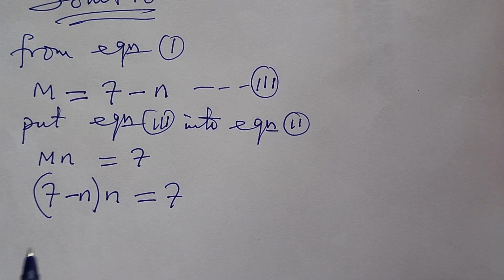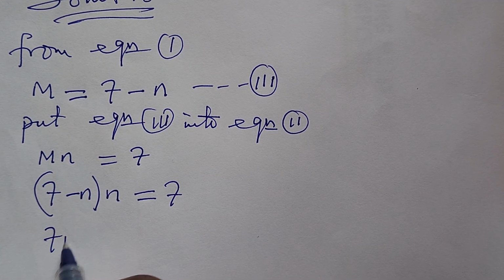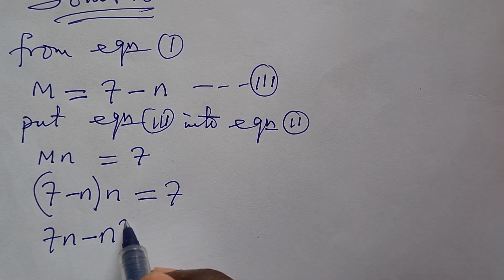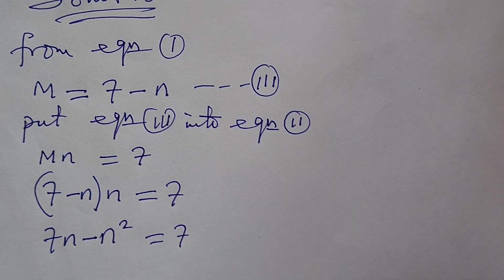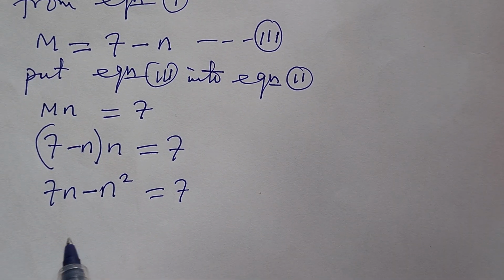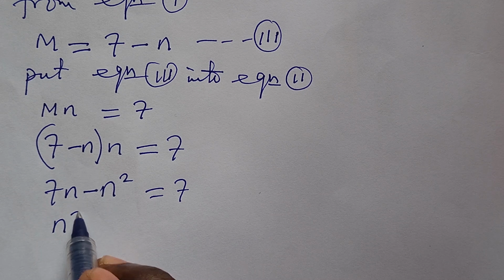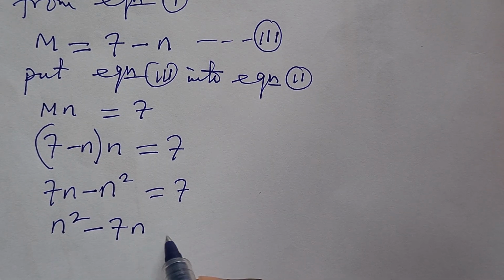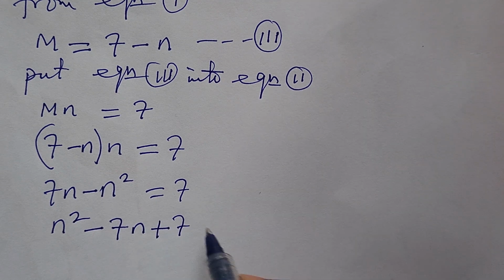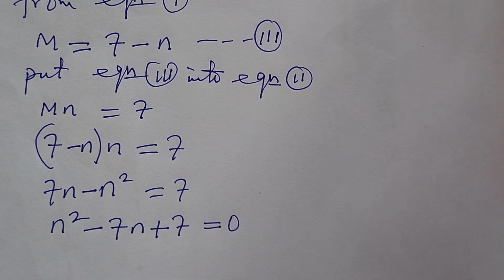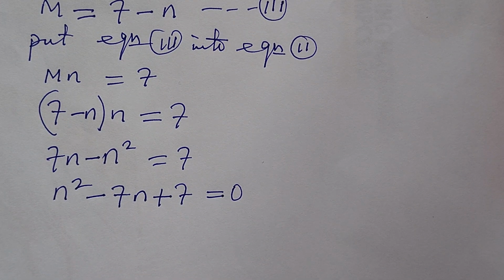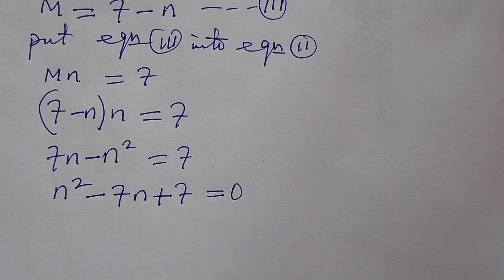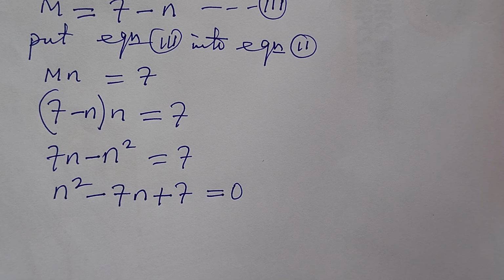So we can open up the bracket to give us 7n minus n to the power of 2 equal to 7. If we rearrange, this will give us n to the power of 2 minus 7n plus 7 equal to 0. So this is a quadratic equation. We can solve this quadratically, using either the formula method or completing the square. But here, let's use the formula method and see what this gives us in turn.